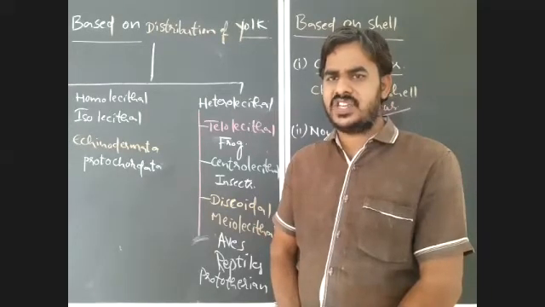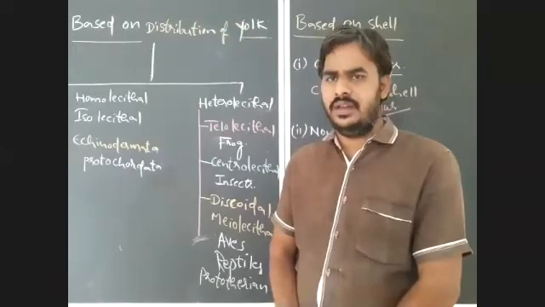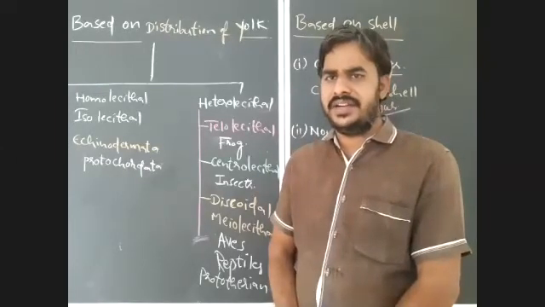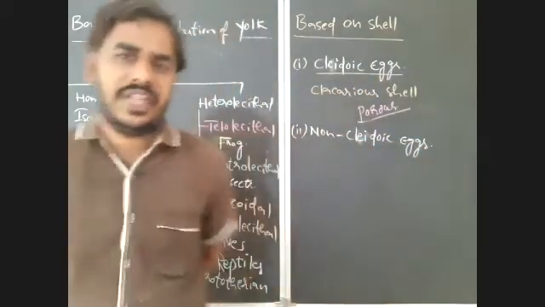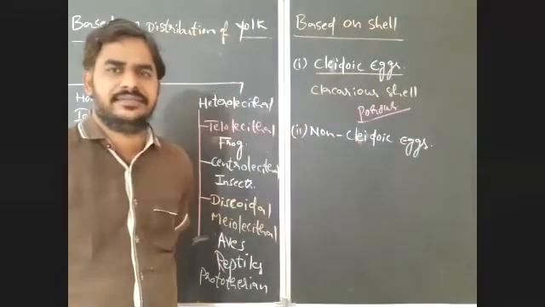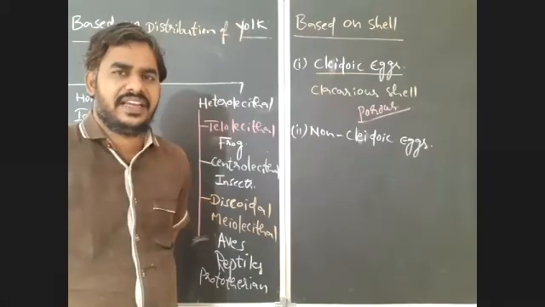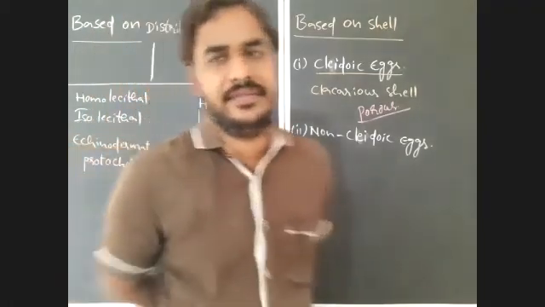Macrolecital, discoidal, and cleidoic. And the fourth option, macrolecital, discoidal, non-cleidoic. So which type of egg is present in snake?